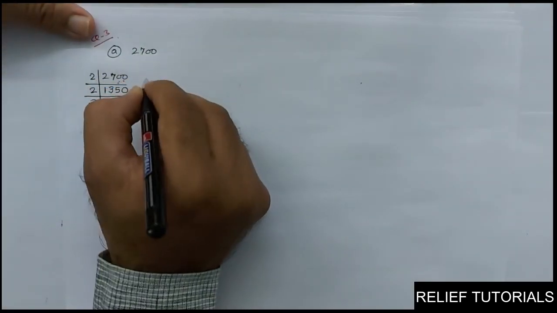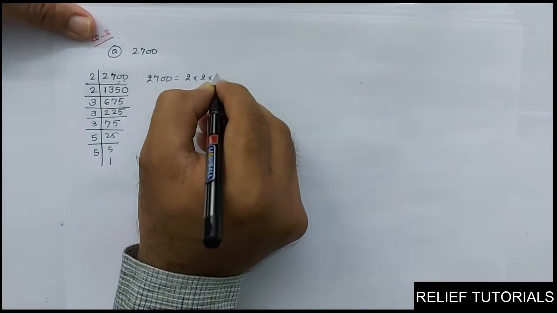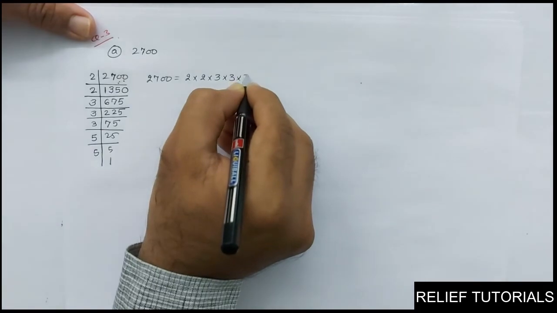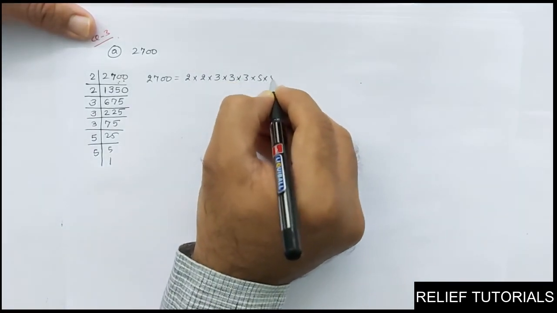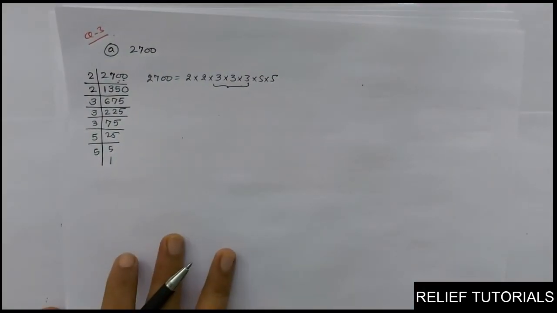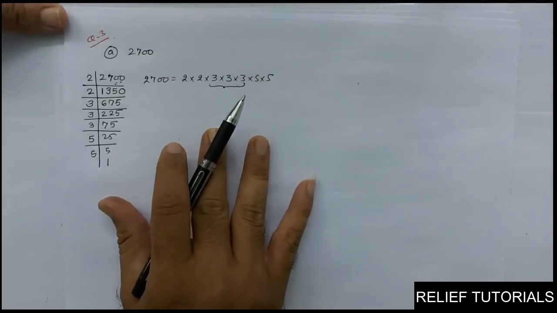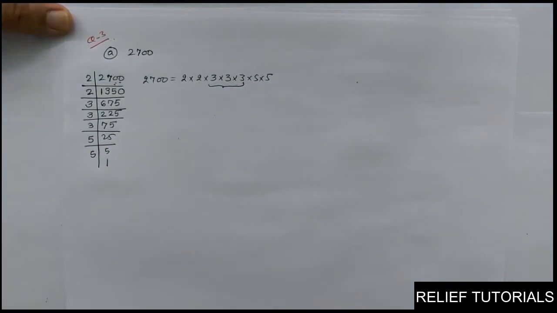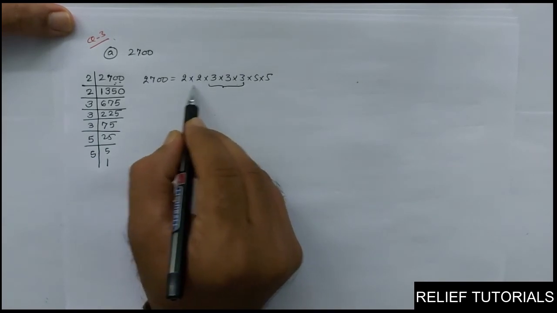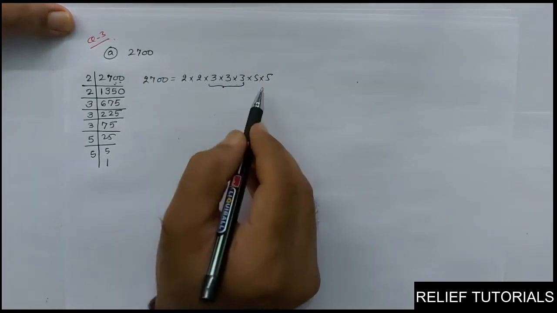So prime factors for 2700 are 2 into 2 into 3, 3, 3, 5 and 5. So only one triplet of 3 we can see here, and 2 times 2 and 2 times 5. The question is about which number should be multiplied to this so that it forms a perfect cube. So one 2 is missing here and one 5 is missing here. So 5 twos are 10.